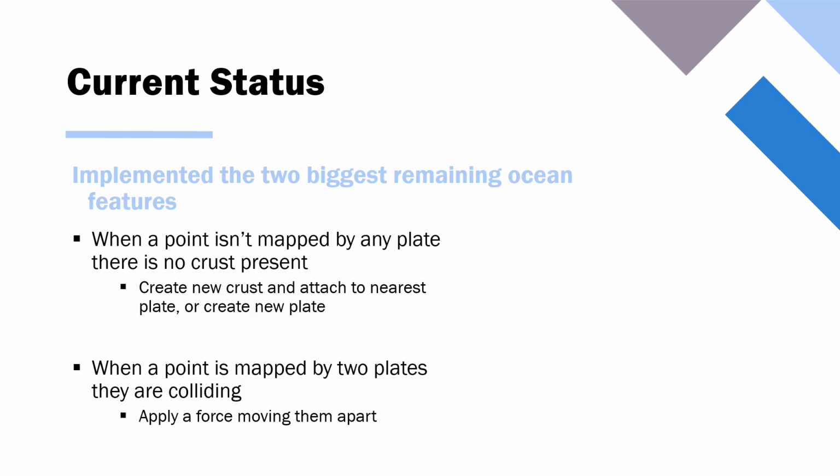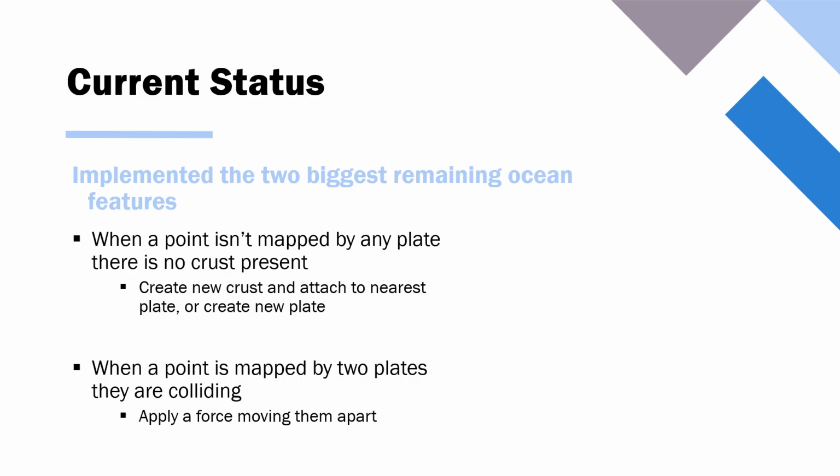Now obviously this does not happen in the real world. You don't have parts of the Earth's core exposed. What happens is liquid asthenosphere rises, liquid on geological timescales obviously, rises and cools into lithosphere, so fractionates slightly. So whenever we have an unmapped point, we're going to create a new crust point, and we will attach it either to the nearest plate or we will create a new plate, and there's various conditions that determine which of those two things we do.